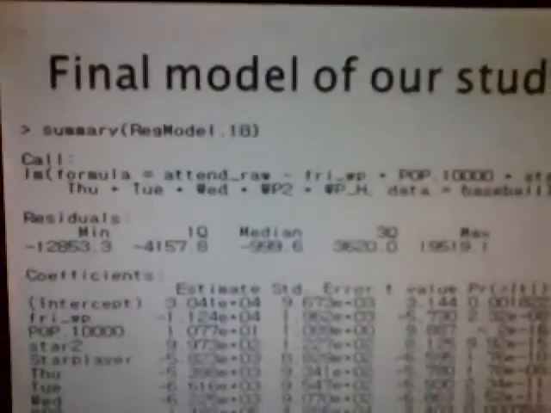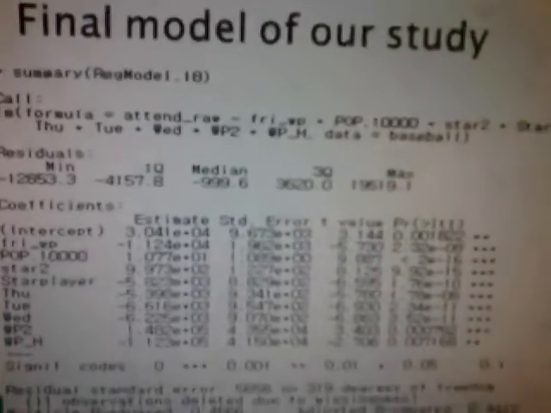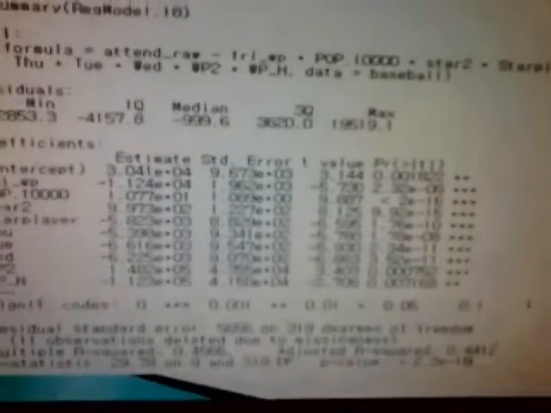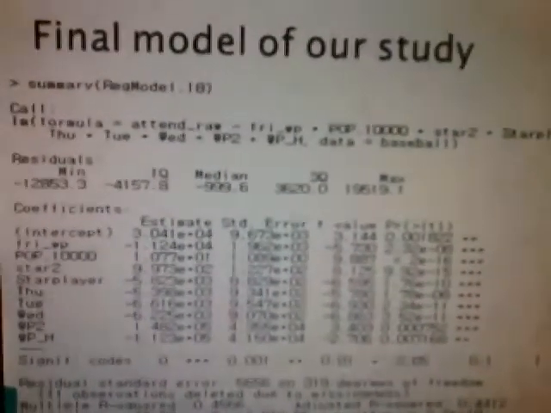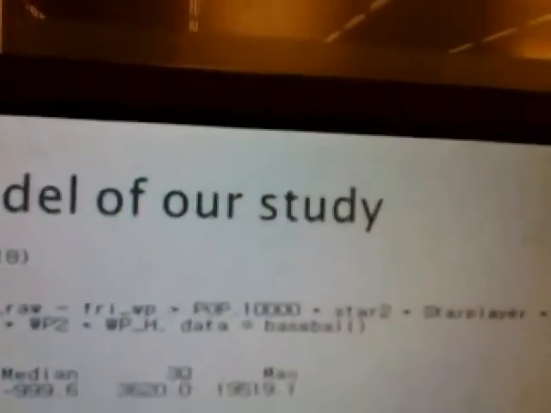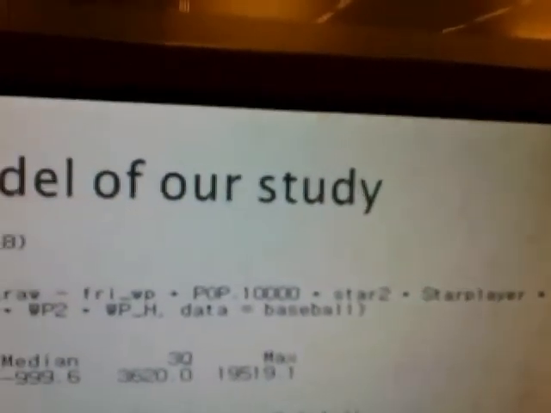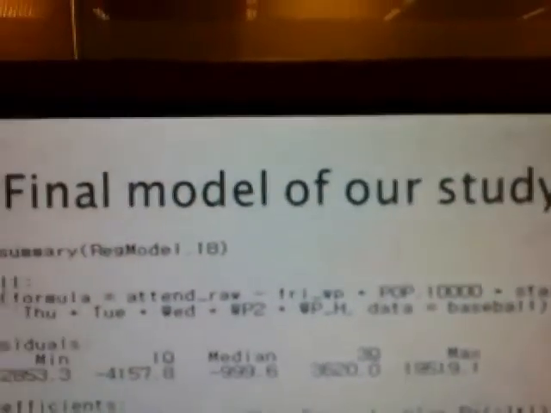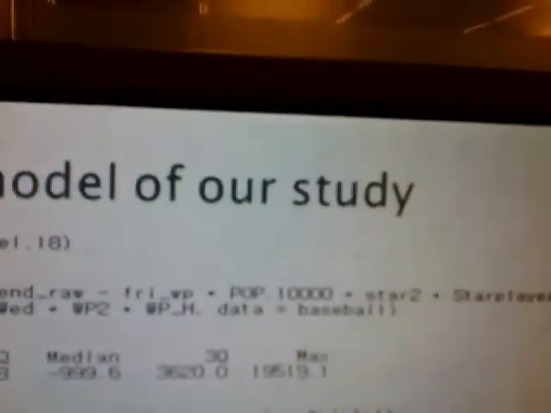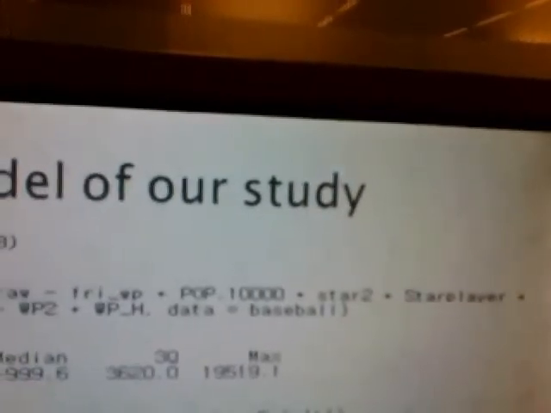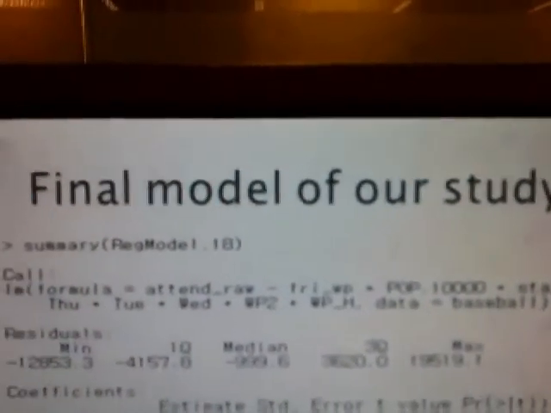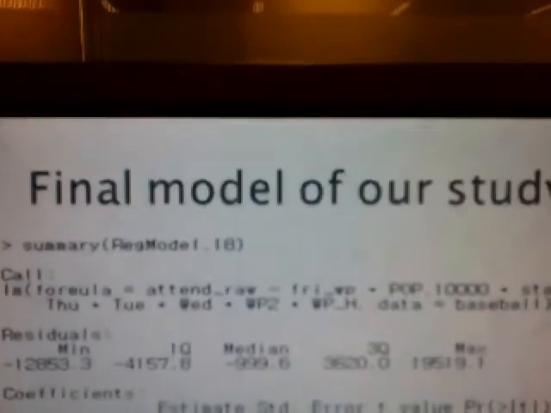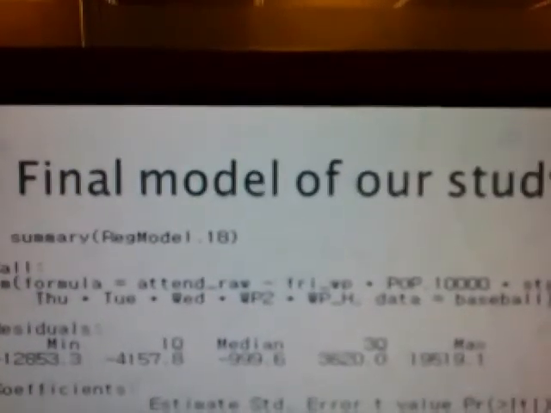We finally got our final model, and there are only nine variables left. The interaction term of Friday and WPH, and the population, and the quadratic term of star player, and Tuesday, Thursday, Wednesday, and WPH, and the quadratic term of WPH.